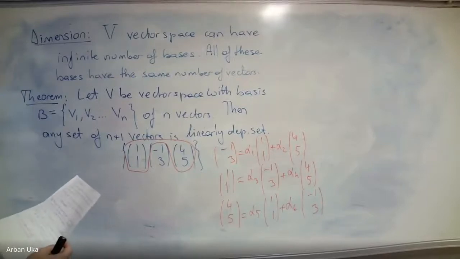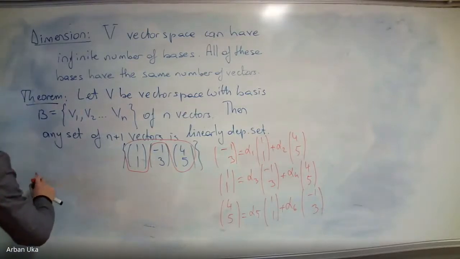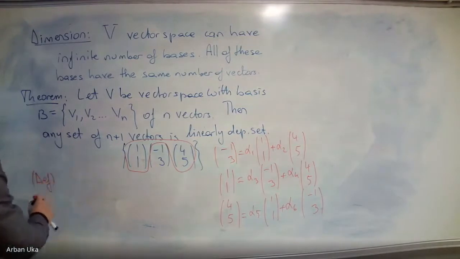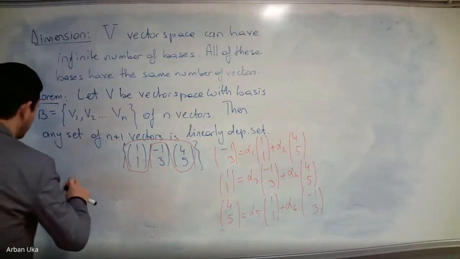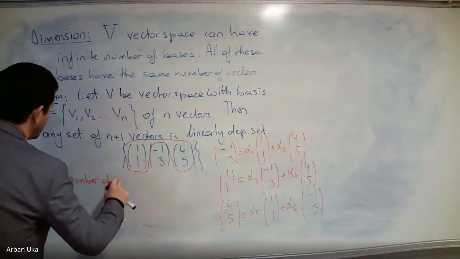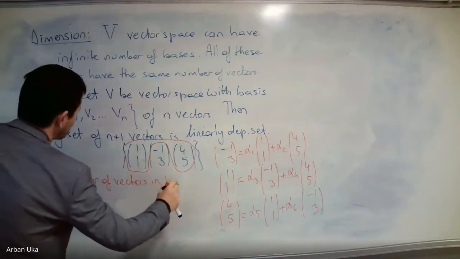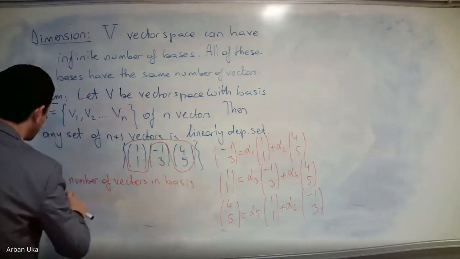And now the number of vectors. So now we give the definition. This is the definition of dimension, which is the following. The number of vectors in the basis is called the dimension.